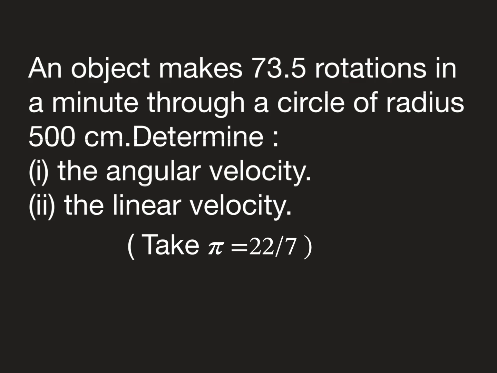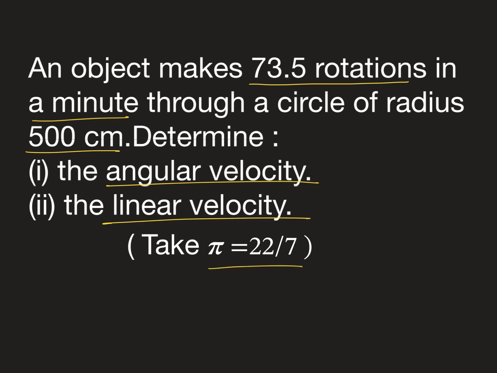Welcome back. This is a continuation of problems and solutions of circular motion. In front of us, we have a question that reads: an object makes 73.5 rotations in a minute through a circle of radius 500 centimeters. Determine the angular velocity and the linear velocity. Take pi to be 22/7.